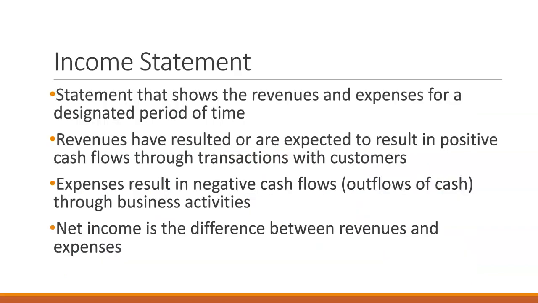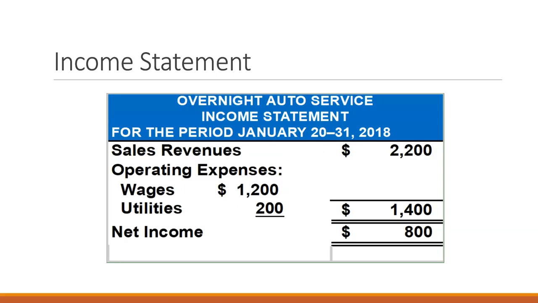Then the income statement. The income statement is revenues and expenses for a period of time. This period of time can be a month or a quarter or a year. It's the amount of money that we have made as part of the business, and then all of the expenses that we paid during that month. And then the net income, which is left over, is the difference between revenues and expenses. So an example of a very simple income statement: sales revenues minus expenses equals net income.